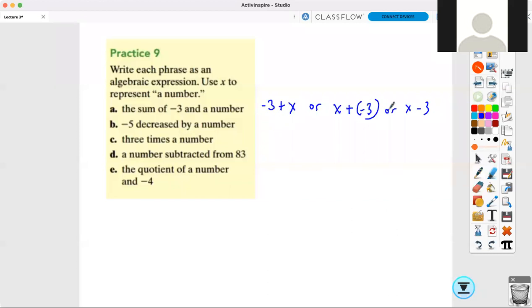And everyone follows with me how they are all similar though, right? Everyone sees the same, especially from the properties that we learned. B, what did y'all get for B? -5 minus x. Anyone agree or disagree?